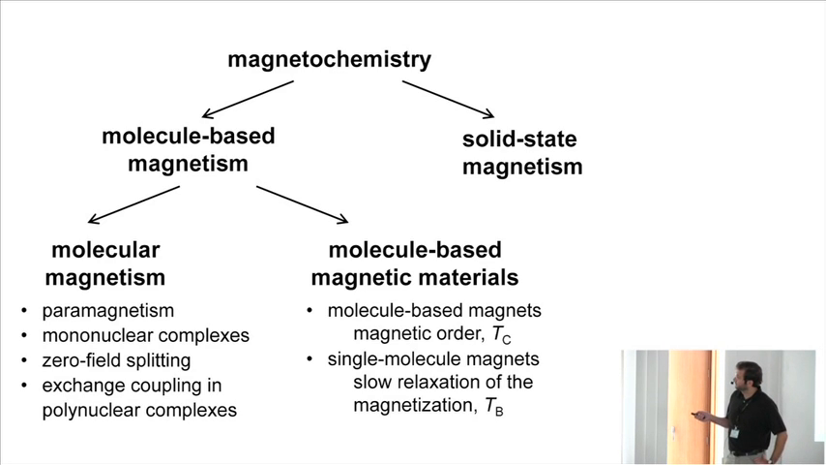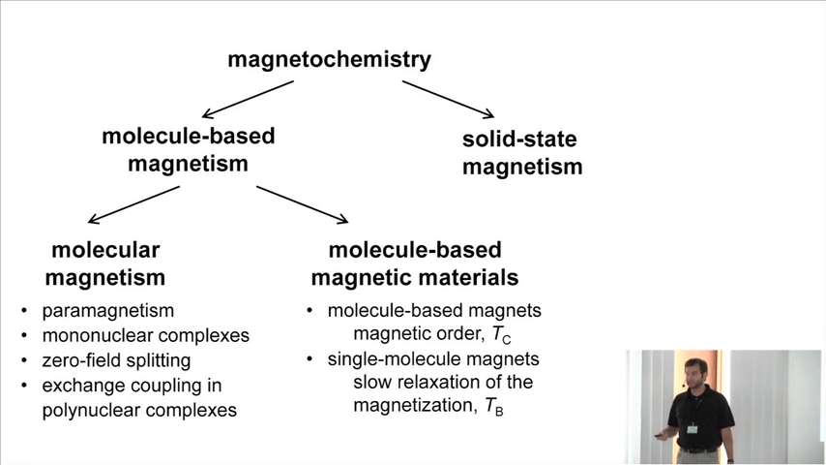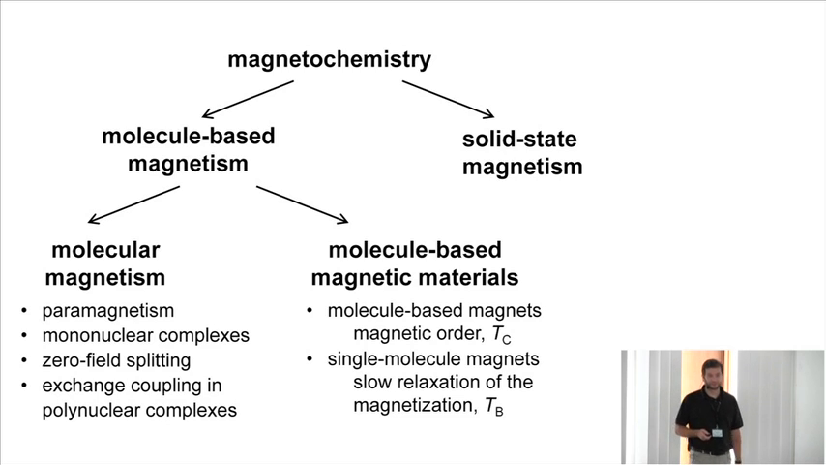In this field, people are looking for real magnets, as in solid-state magnetism, where we have a long-range magnetic order below a Curie temperature. And there is a new phenomenon, single molecule magnets. These are not solid-state magnets. They do not have a magnetic order, but they also have hysteresis like a real magnet. But this arises from a slow relaxation of the magnetization below a so-called blocking temperature. I will not talk about this today, because today we want to go into the basics.